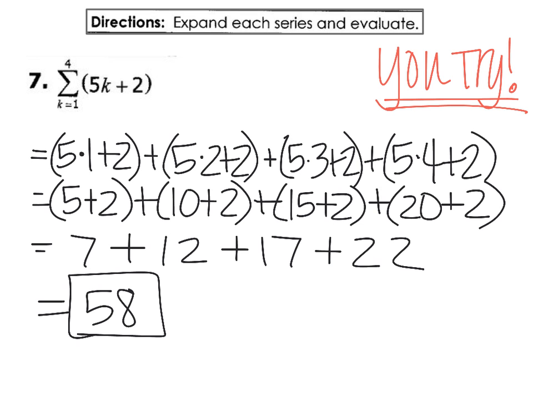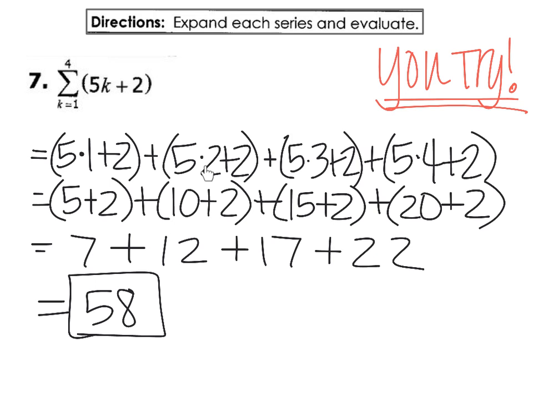All right, so for number 7, you should have gotten 58. So what we're doing here, our formula is 5 times the term number plus 2. And we're saying from k equals 1 all the way till 4. So we're saying the first term, second term, third term, plus the fourth term. Add them all together. So we plug in 1 for k.